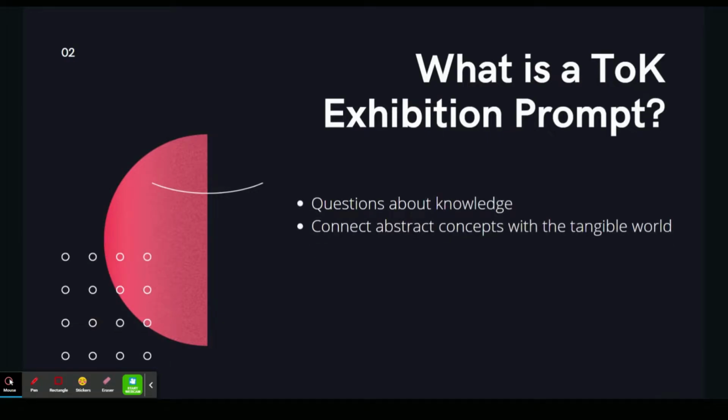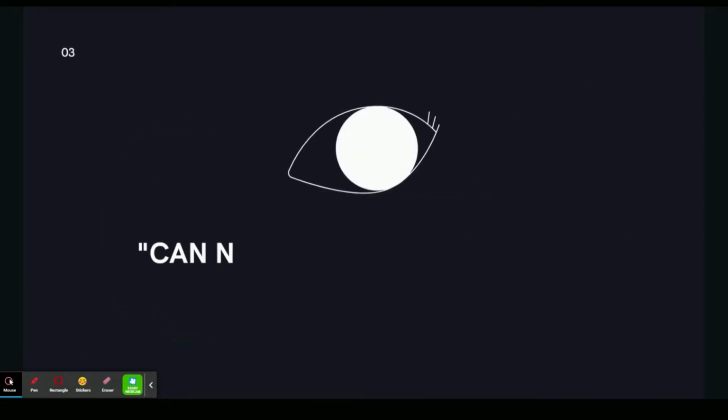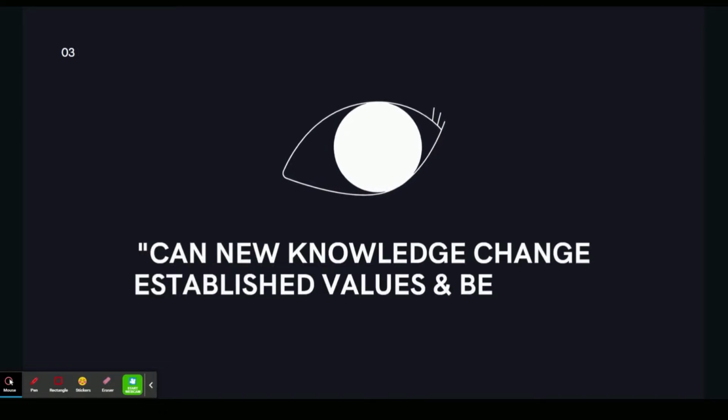They don't change from year to year, so the lists of prompts that I chose from will be the same for you. They're diverse, but one thing that they all have in common is that they encourage students to make connections between the abstract concepts taught in TOK class and the real, tangible world. For example, I chose the prompt, can new knowledge change established values or beliefs? Keywords in the prompt, such as established values and beliefs, are explored further in the course.